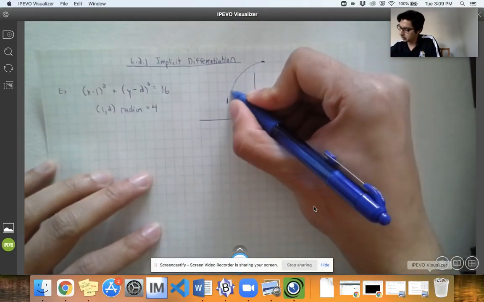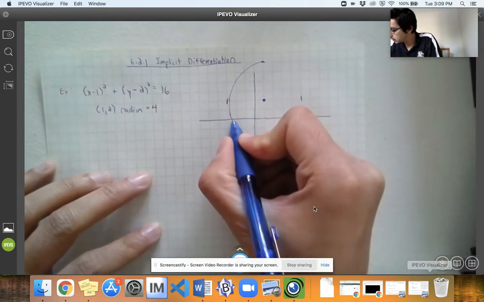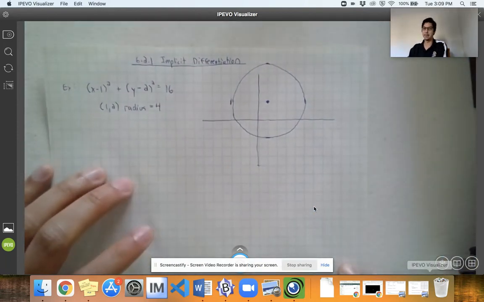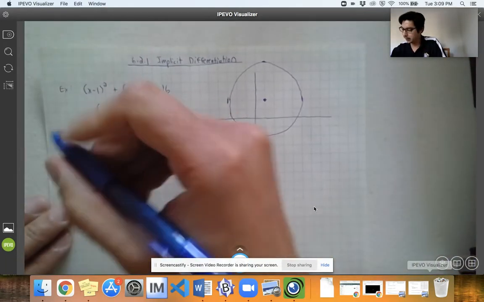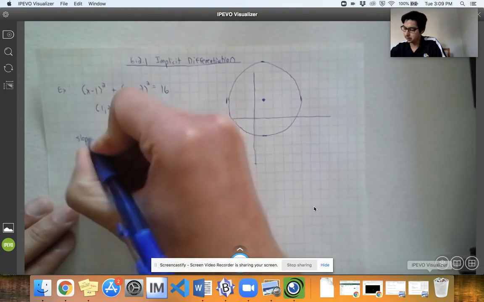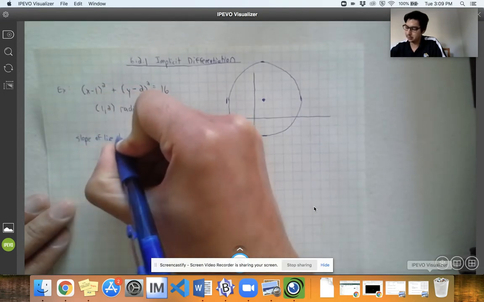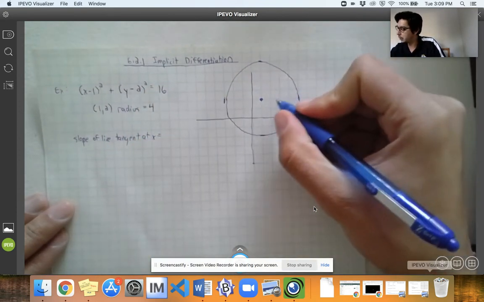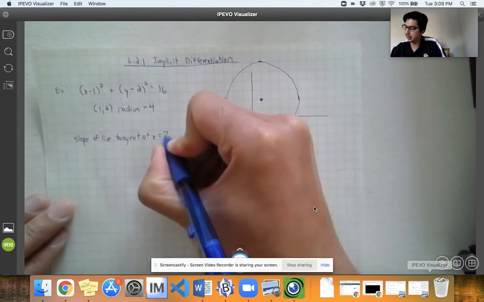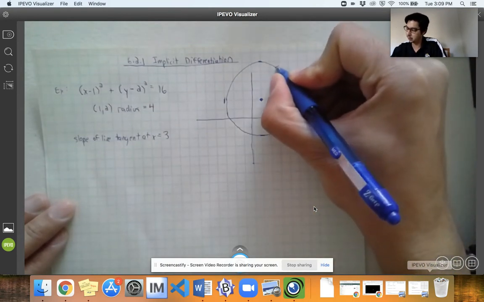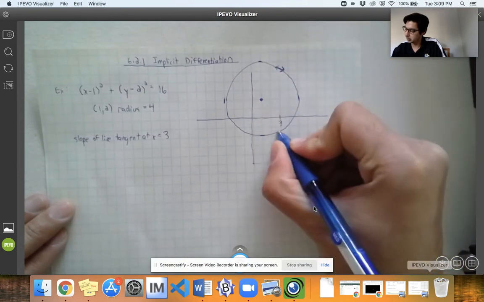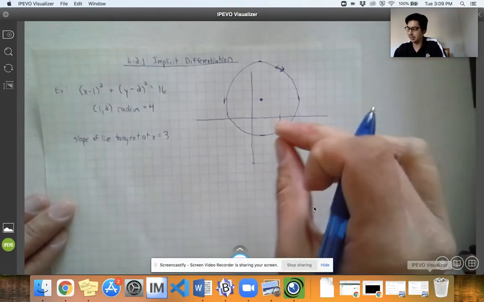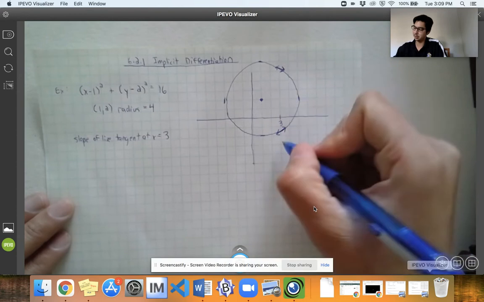So if I sketch this, it will look something like that. Okay, so there's my circle. And what if I said find the slope of the line tangent at x equals, we'll pick an arbitrary number, 3. At x equals 3. So I want to find the slope of the curve at this point here, well, the slope of the tangent line, which is the slope of the curve at that point. So I want to find the slope at those 2 points.